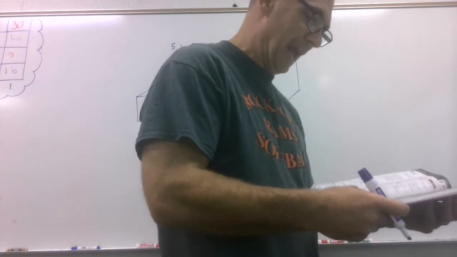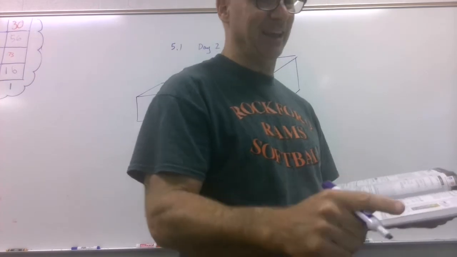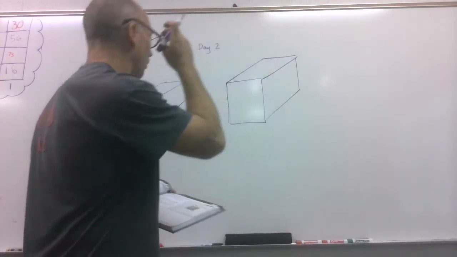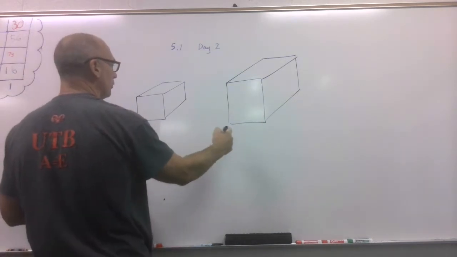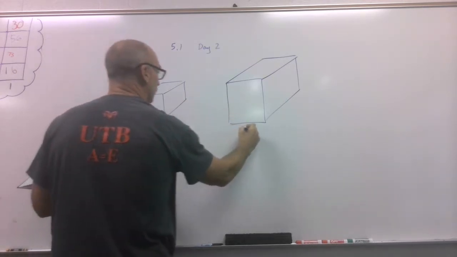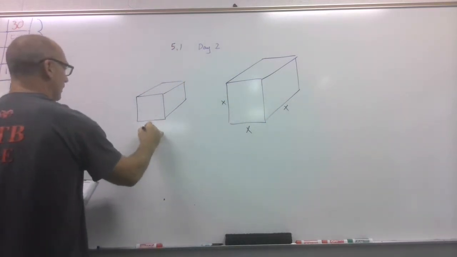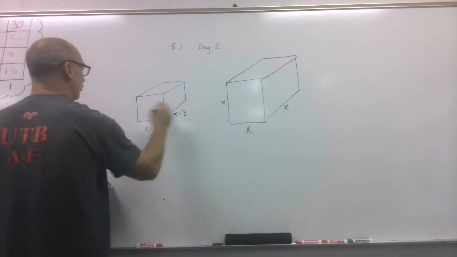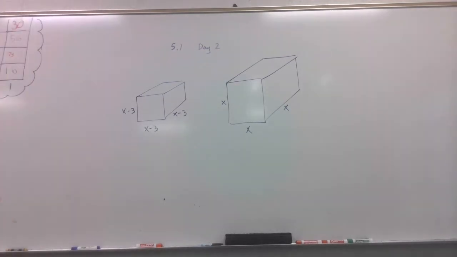One cube has an edge length 3 centimeters shorter than the edge length of the second cube. Keep that in mind. So this one's obviously smaller. So they're talking one cube has edge length, what does it say? 3 centimeters shorter. So I'm going to call the bigger one X. All those are X's. And then the edges on this one are 3 centimeters shorter. Now, do I need to label all 3 of those? No.